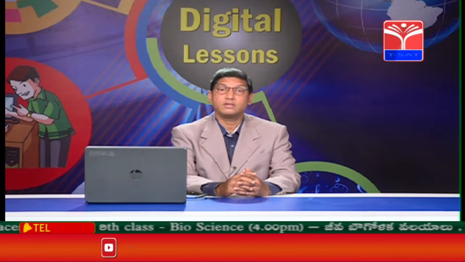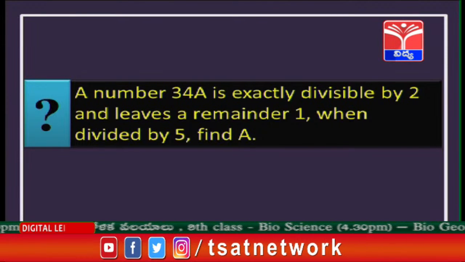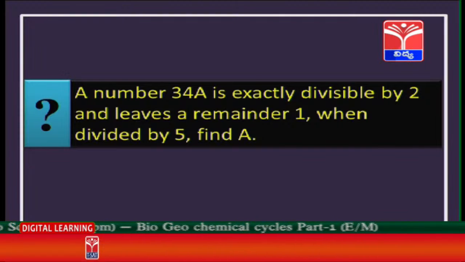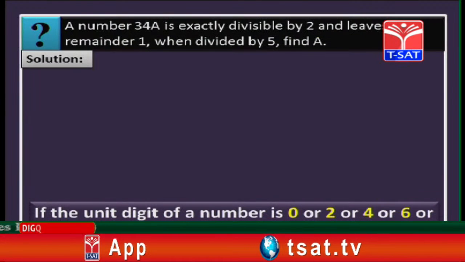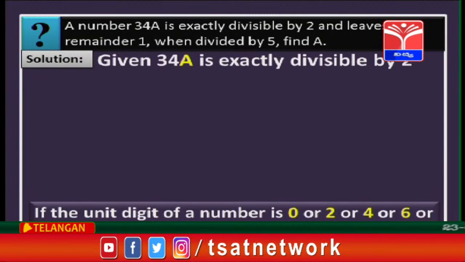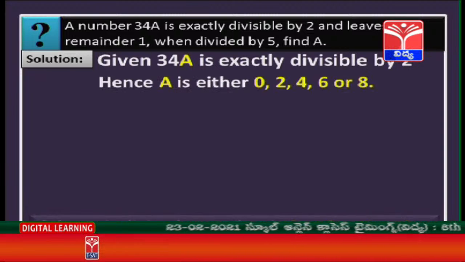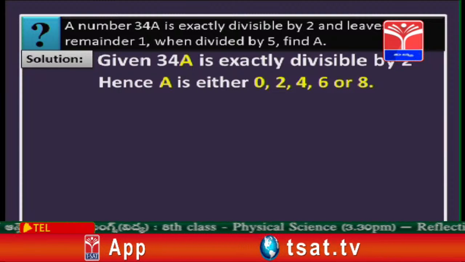Let us start with the first example. A number 34A is exactly divisible by 2 and leaves a remainder 1 when divided by 5. Find A. Let us start with the solution. So, we know that if the unit digit of a number is either 0 or 2 or 4 or 6 or 8, then it is divisible by 2. Hence, I can say that the given number is exactly divisible by 2. This is given to us. So, hence A can be either 0 or 2 or 4 or 6 or 8.